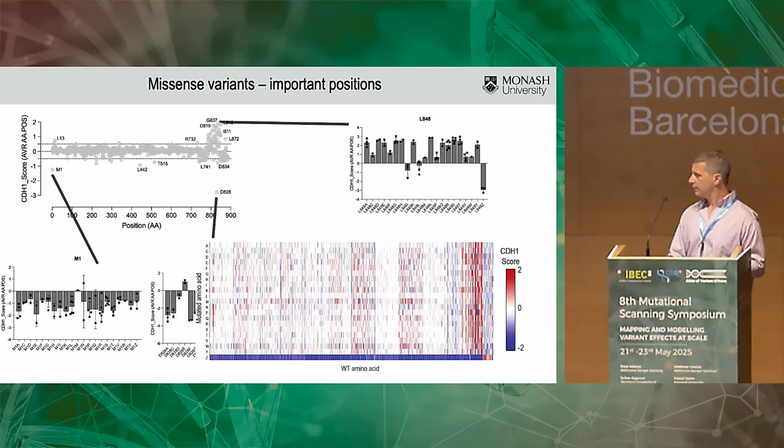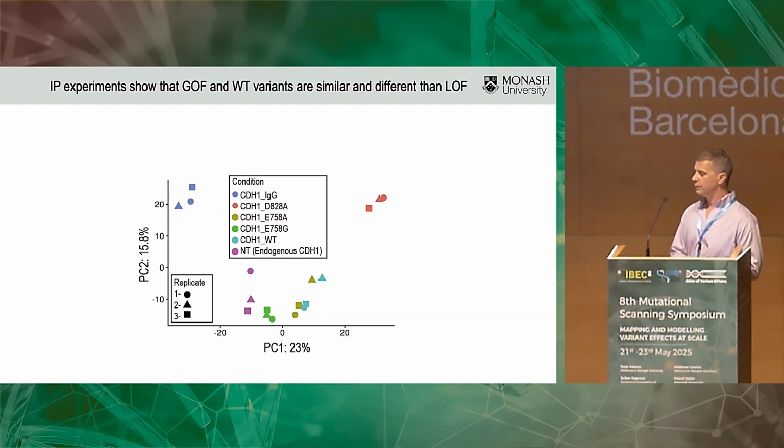Then we asked, could we look at how these things are working and what they are doing? To do this, we do a mass spec IP, looking at protein interactions. We expressed different kinds of variants: wild-type variants, gain-of-function variants, and loss-of-function variants, and looked at all the interactors of this protein. Each color here represents a different one of these variants. What we see, very interestingly, is that the gain-of-function and wild-type variants cluster together. This is what we think of these gain-of-function variants: they behave exactly like the wild-type variants, just with higher activity.